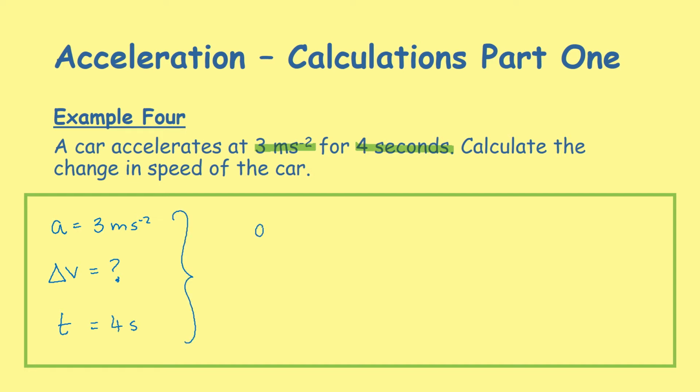Using our equation, A equals delta V over t, we can substitute in our values. So 3 equals our change in speed over 4. Rearranging this, we want to bring the 4 up, so we want to multiply the 3 by the 4. So our change in speed equals 3 times 4, which gives us an answer of 12. And because it's a change in speed, that's measured in meters per second.